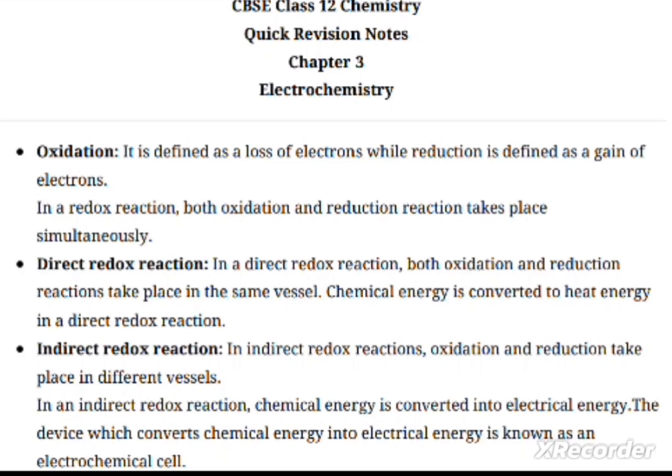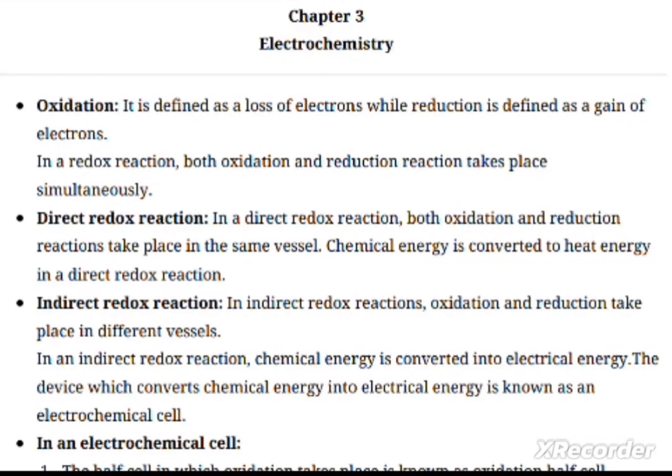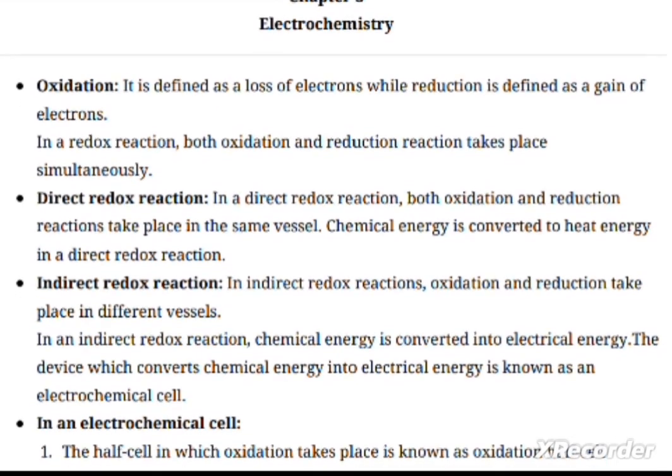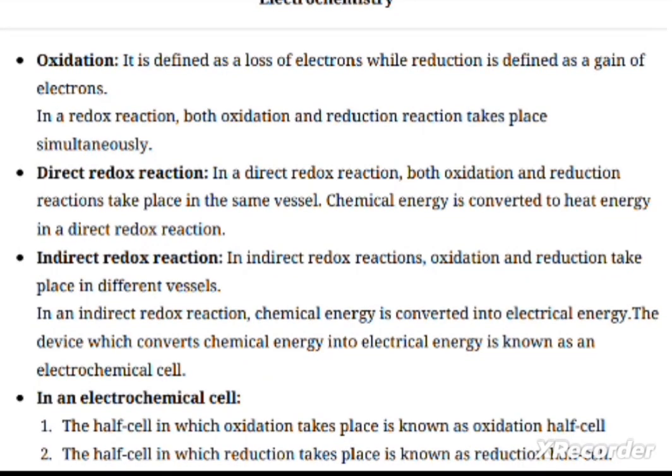What is oxidation? It is defined as a loss of electrons, while reduction is defined as a gain of electrons. In a redox reaction, both oxidation and reduction take place simultaneously. What is a direct redox reaction? In a direct redox reaction, both oxidation and reduction take place in the same vessel. Chemical energy is converted into heat energy in a direct redox reaction.